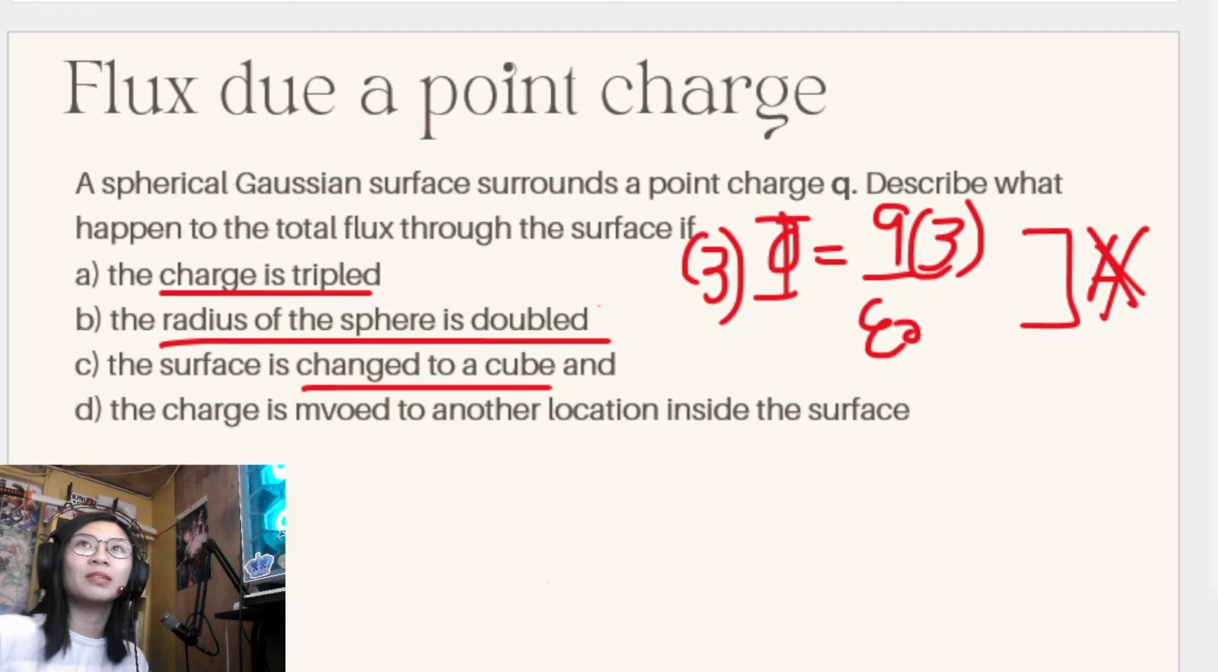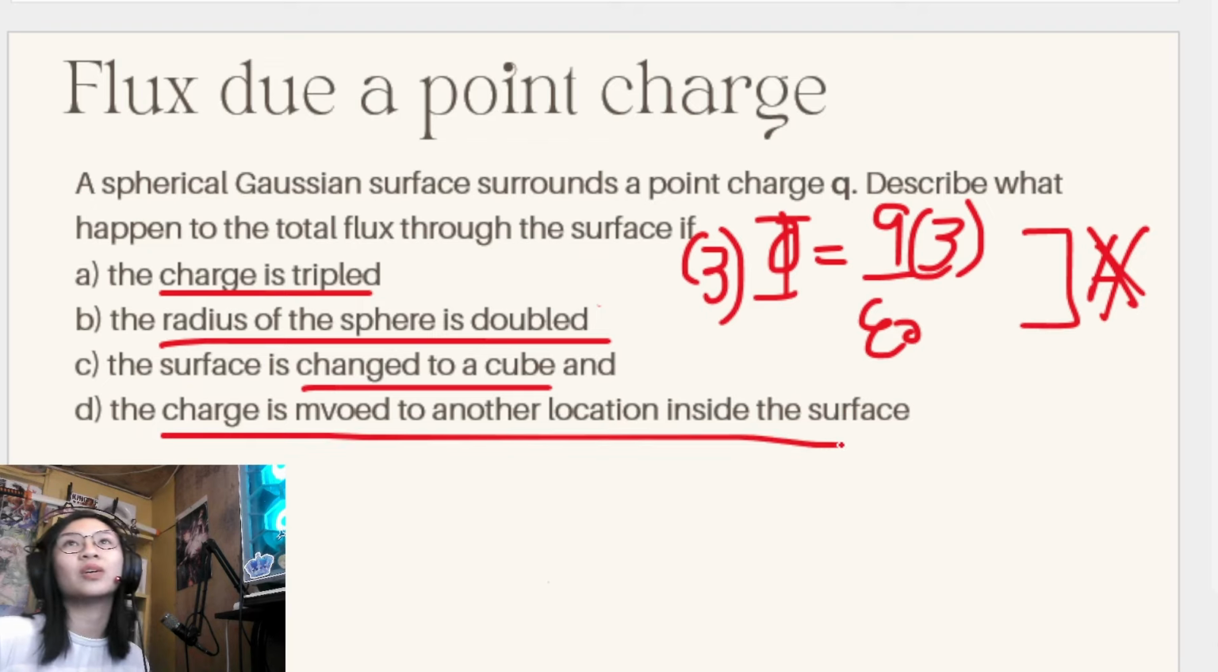Now, what will happen if your charge is moved to another location pero inside gihapon sa surface? Letter D, nothing will happen. As long as the charge is inside the surface, then your electric flux will remain the same. Unless imuha siyang i-move gawas sa surface, then your electric flux becomes 0. Pero if you just move it to another location pero naa gihapon siya inside, then it will remain the same.